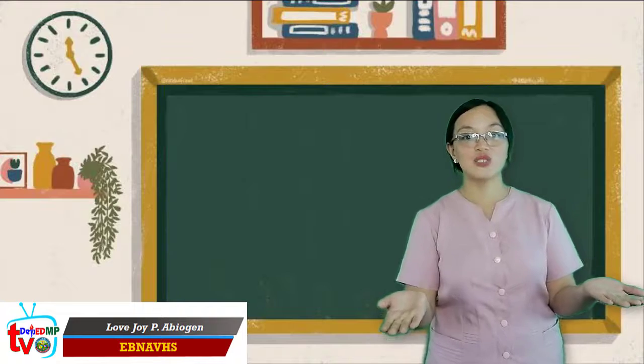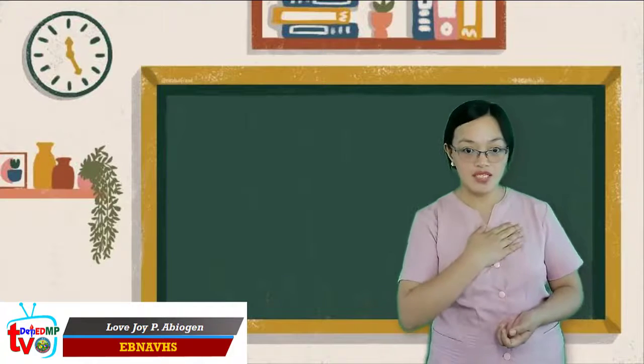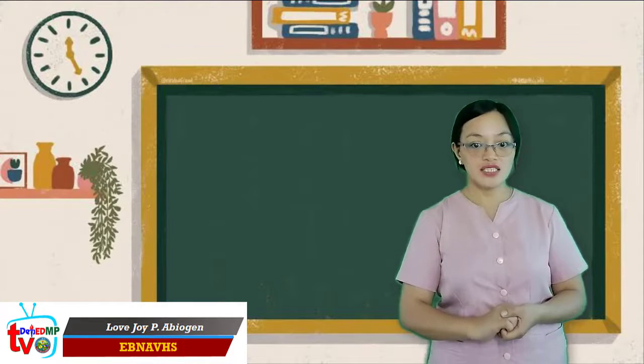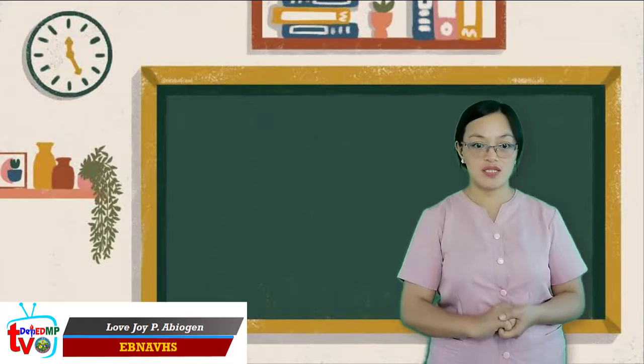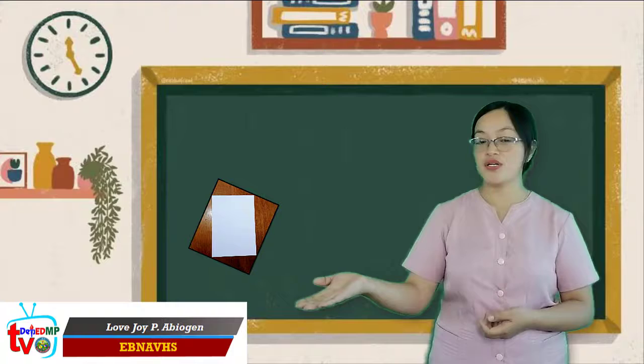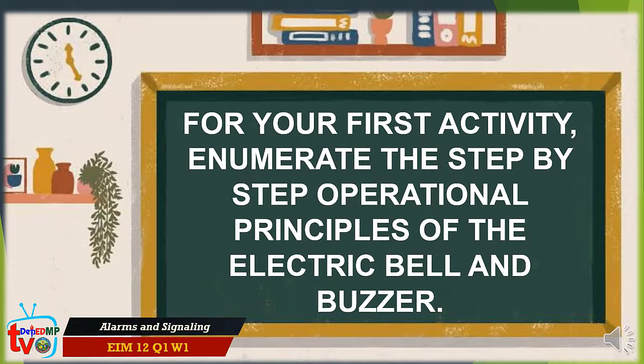There you are, learners, with the different types of signal and alarm system. I believe you are now ready to perform all the assessment tests and activities related to the topic. Before answering, please prepare your paper and pen, then listen to the instructions attentively. For your first activity, enumerate the step-by-step operational principles of the electric bell and buzzer.